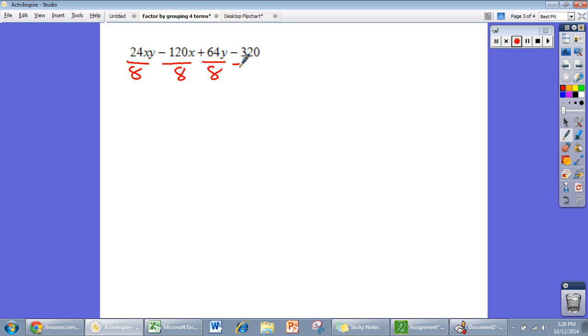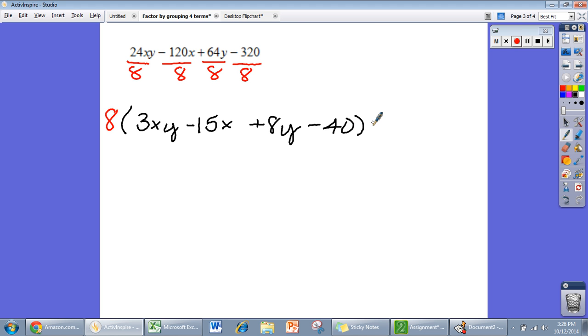Looking for a variable. Do I have a variable in common? I do not. This has no variables. And when I divide, I'm going to get 24 divided by 8, 3xy. 120 divided by 8 gives me negative 15x. 64 divided by 8 is a positive 8y. And a negative 320 divided by 8 is a negative 40. Okay, so here are my 4 terms, and I continue the process.